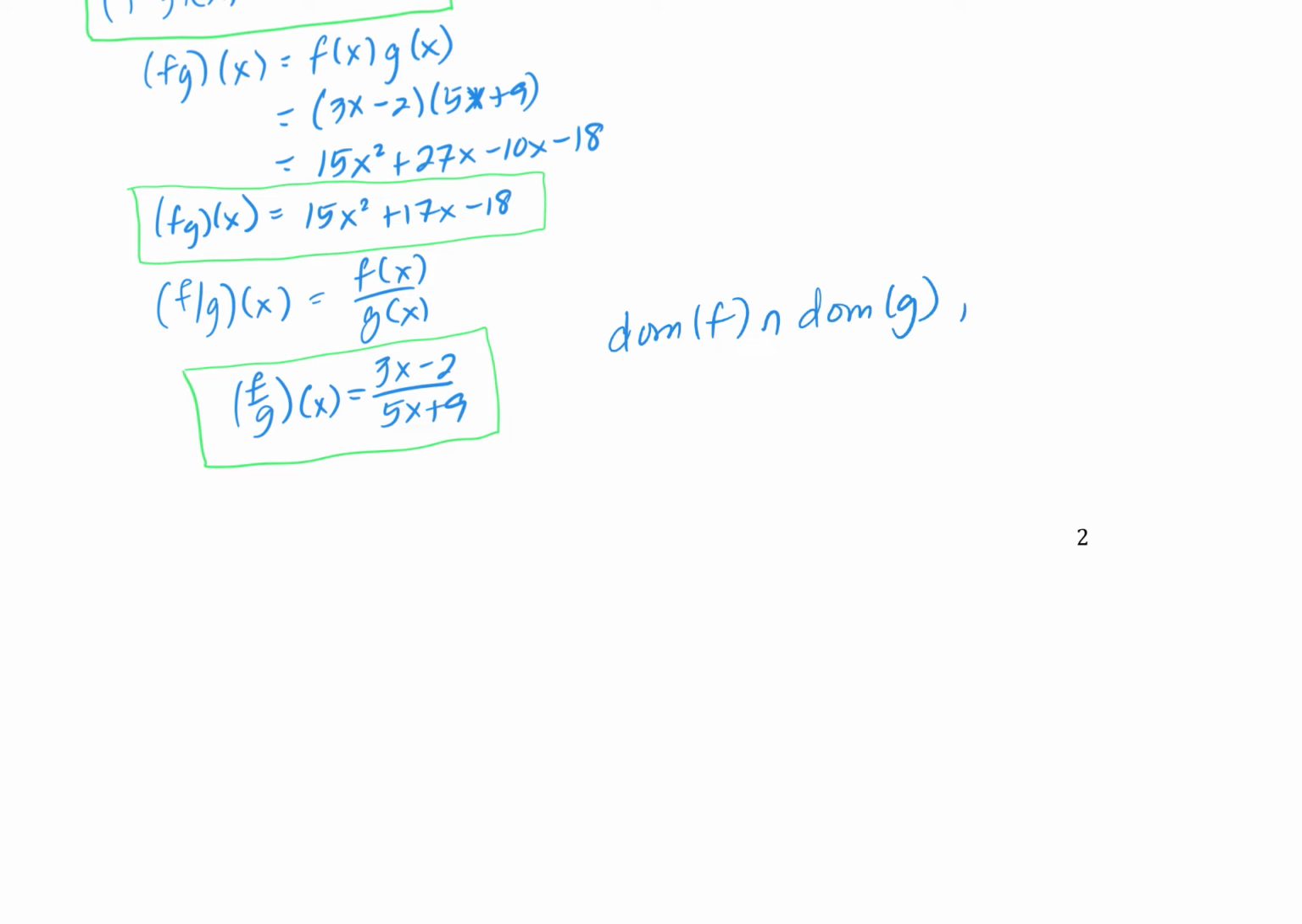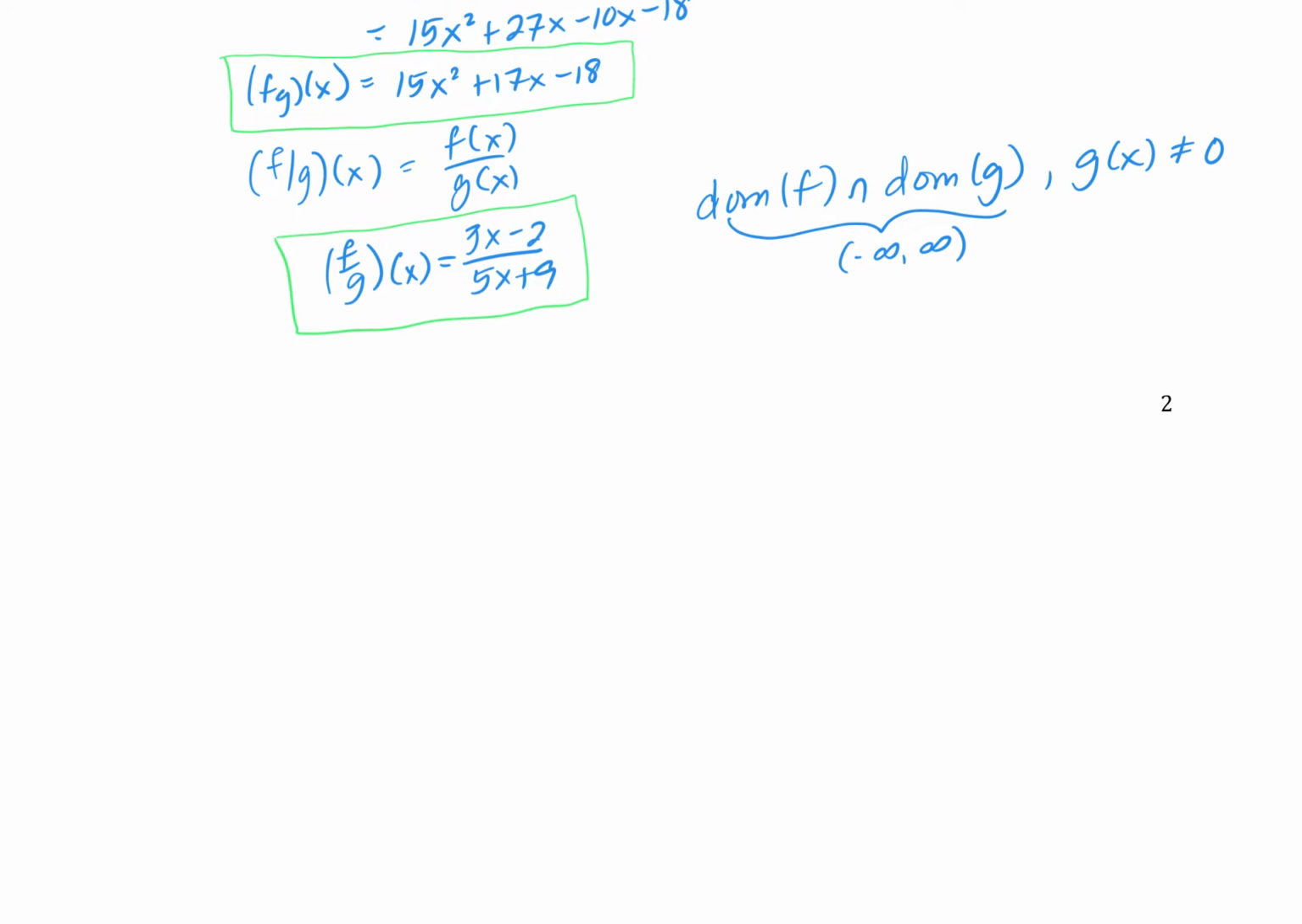But we have to take away where g of x is equal to 0. So g of x cannot be equal to 0. So we already know that the domain of f intersect the domain of g is negative to positive infinity. But look at the denominator. It's 5x plus 9. This is going to be equal to 0 when x is equal to negative 9 over 5. So x cannot be equal to negative 9 over 5.